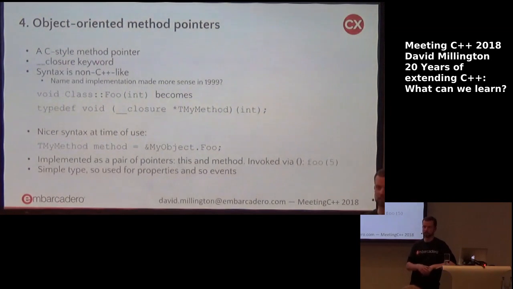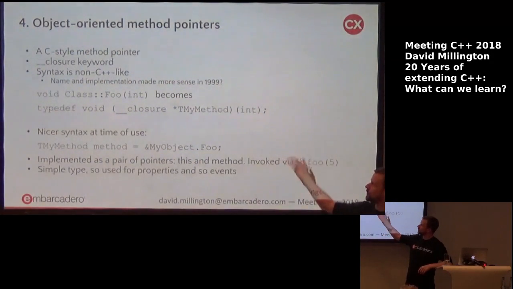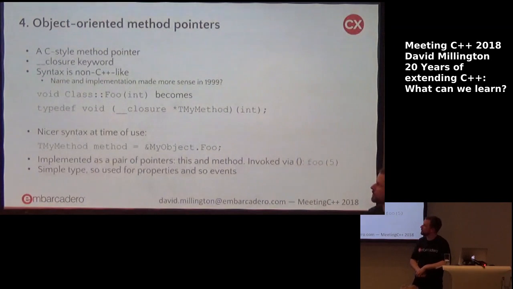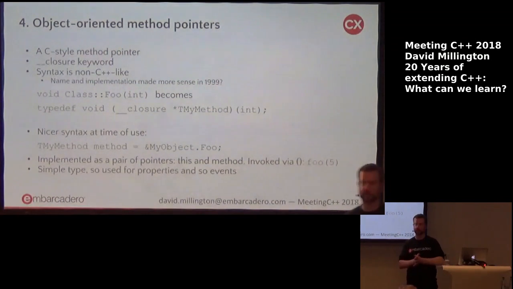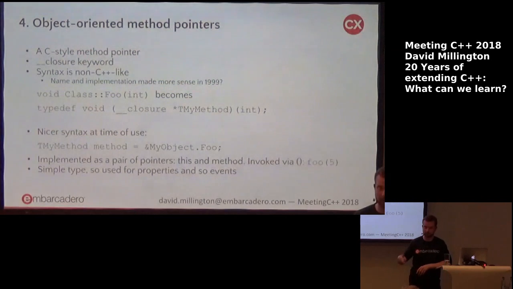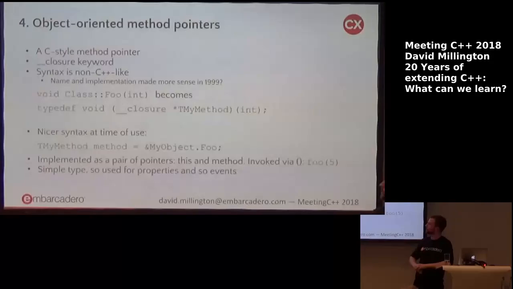Now the syntax is C-like, not C++-like. And I think the name of the implementation probably made more sense back in 1999 than it would today in 2018. But to show you how this works, the method on screen, void class foo taking an int, becomes the typedef that you can see on screen, typedef void. The keyword __closure, which is what says, hey, I'm not just a normal C method pointer, but I'm a pointer to an object-oriented method. I have a this param. And then the rest is fairly straightforward.